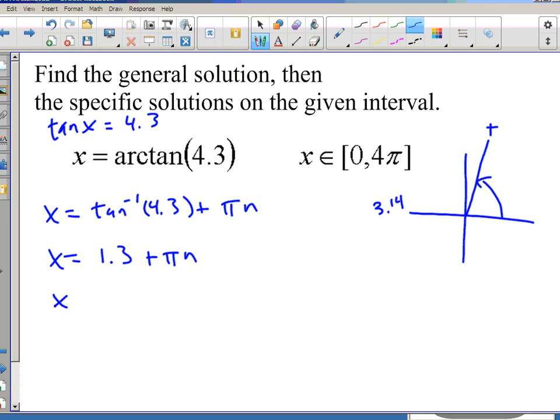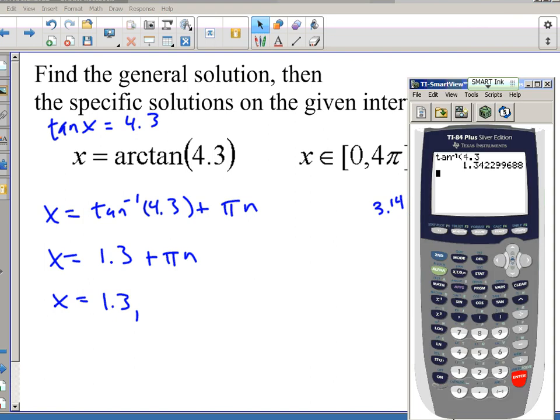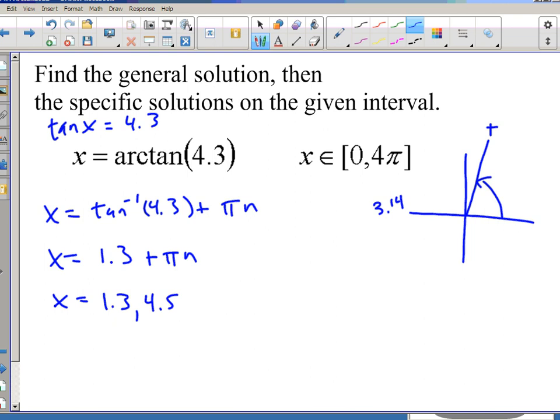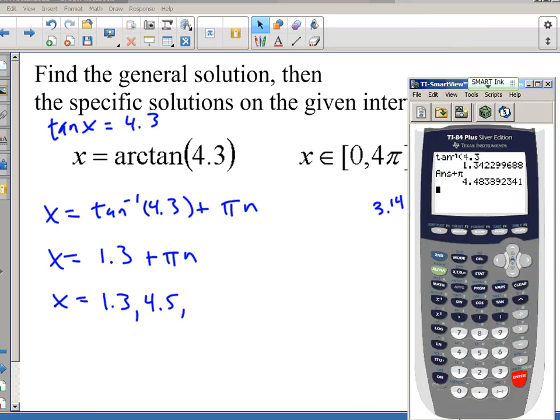And on the interval 0 to 4 pi, it's 1.3. And then I'm going to do some adding here. Plus pi, 4.5, 6, 7.6, and 10.8.